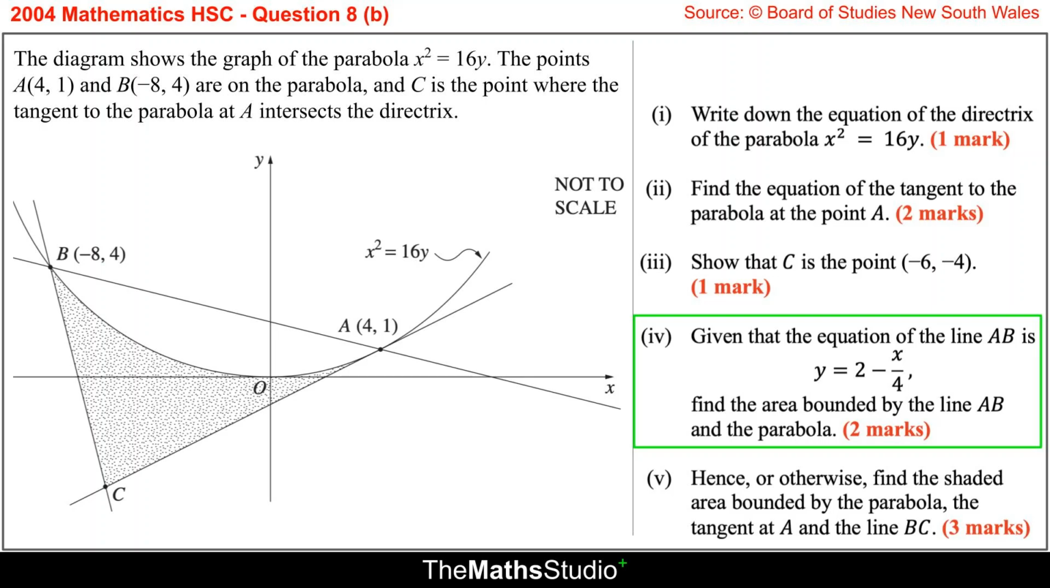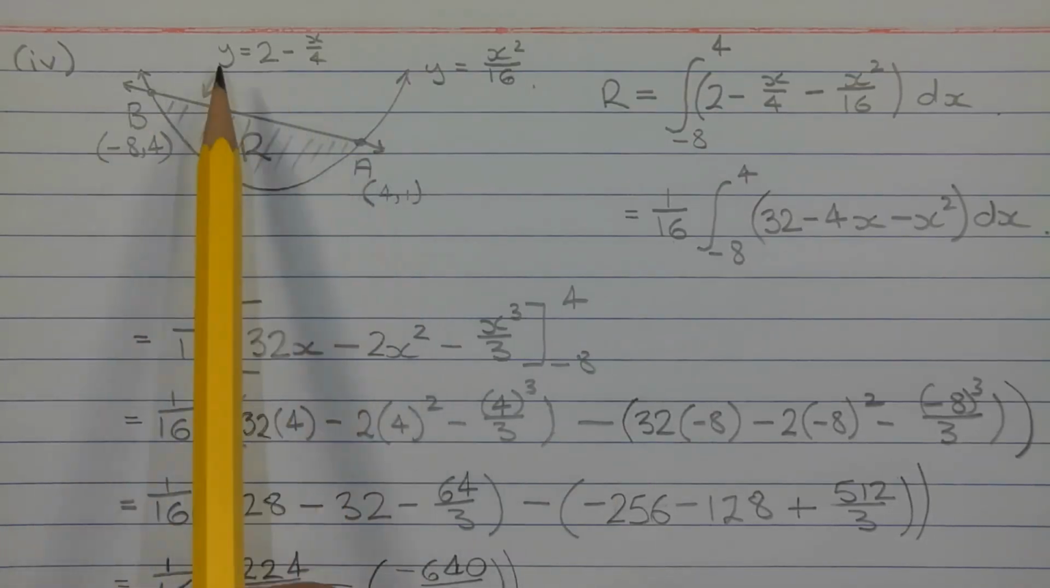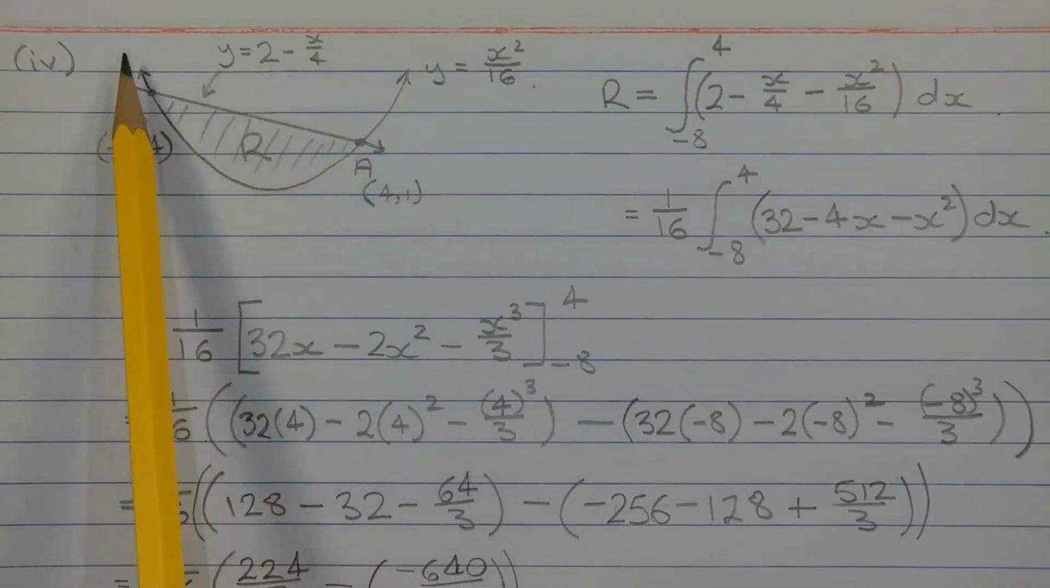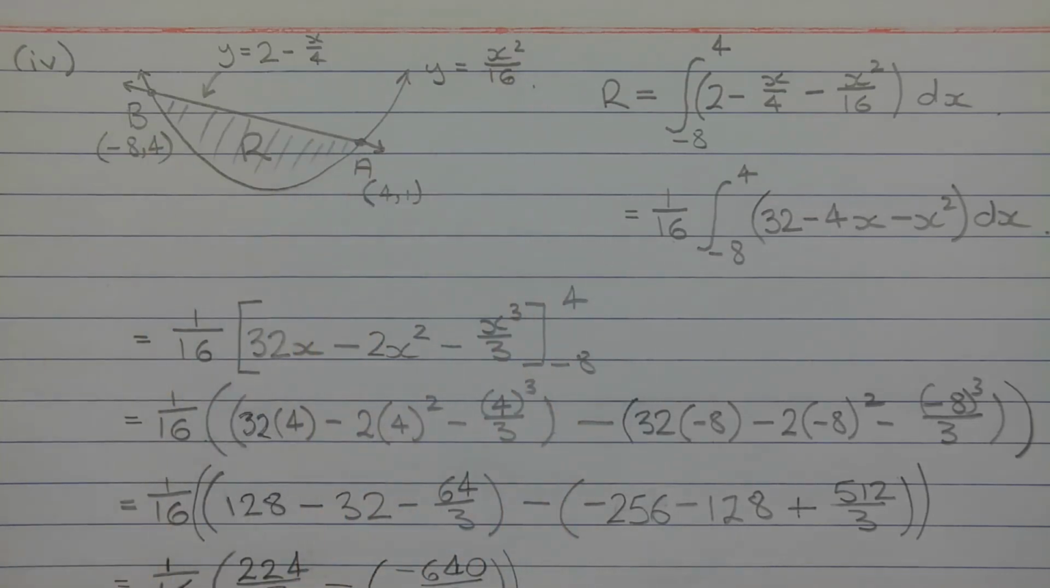Part 4. Given that the equation of the line AB is y equals 2 minus x over 4, find the area bounded by the line AB and the parabola. We want the area bounded by the line y equals 2 minus x over 4 and the parabola y equals x squared over 16 between points A and B. Now the x-coordinate of point A is 4 and the x-coordinate of point B is negative 8, and those two values will form our limits of integration.